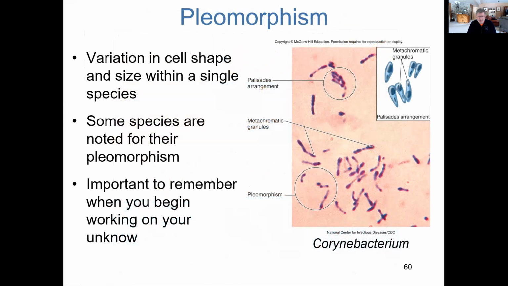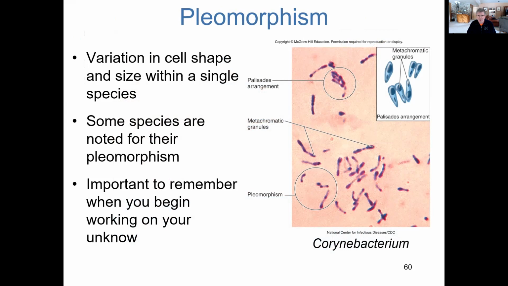It is important to note that there can be variation within species in terms of their shape and even their size sometimes, which makes identification kind of tricky. So when we say the term pleomorphic, this means many shapes. Some kinds of bacteria are a little more known for their pleomorphic abilities, their abilities to exist in a variety of shapes and sizes.